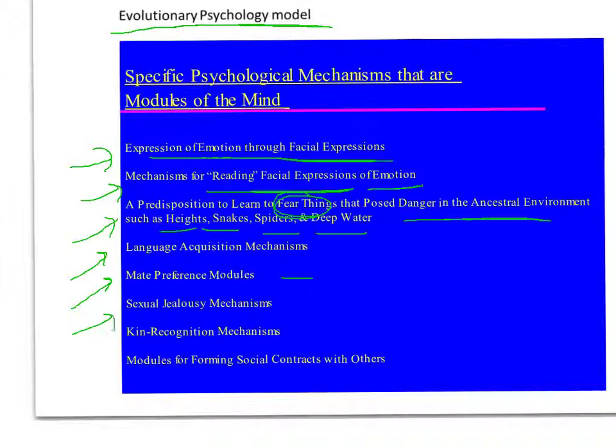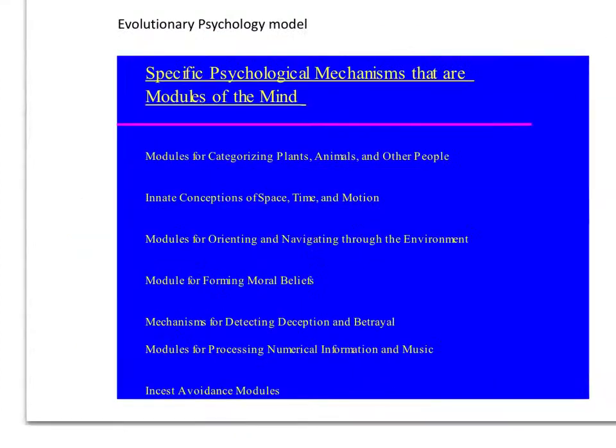The fact that sexual jealousy has specific mechanisms. Recognizing kin. We've talked about altruism, and perhaps being able to recognize kin is an important thing to be able to do. Forming social contracts with others. According to the evolutionary psychology model, all of these are part of these specialized psychological mechanisms. And again, all of this is under debate.